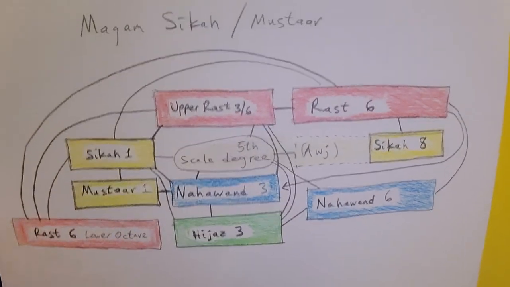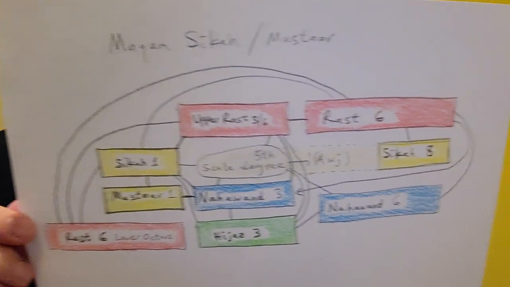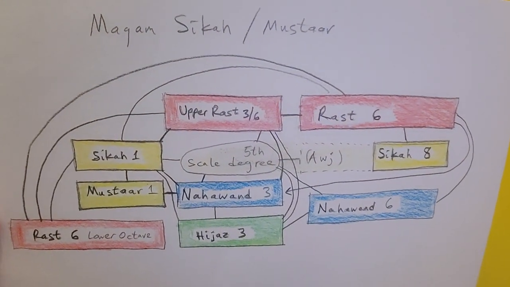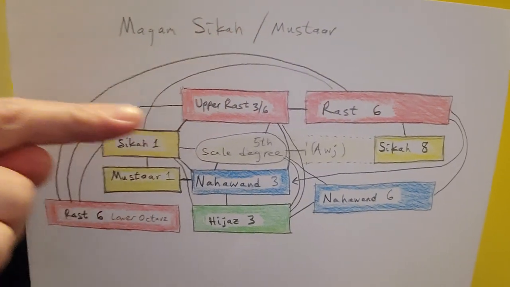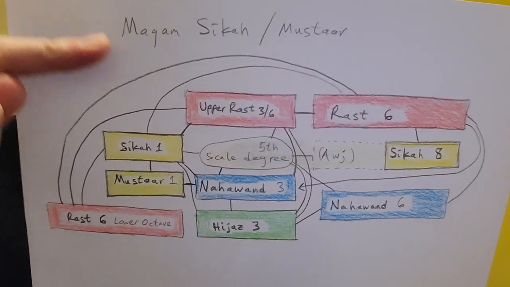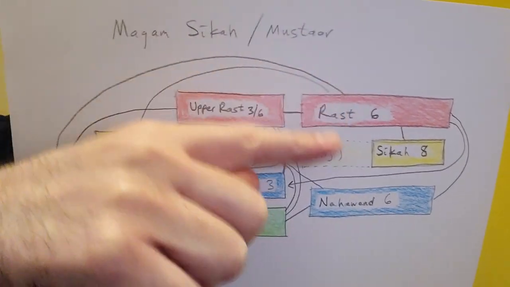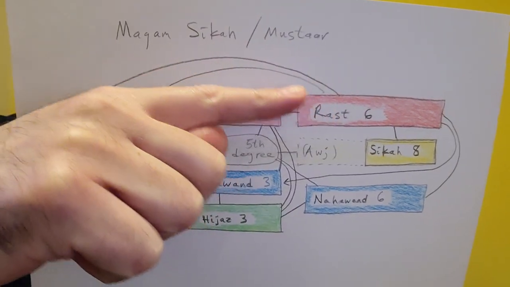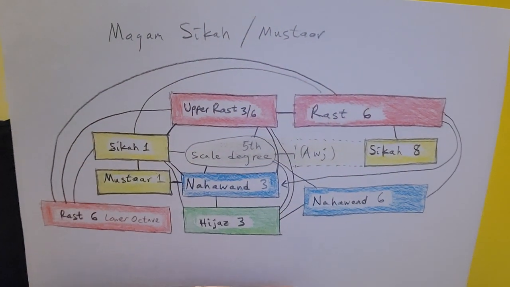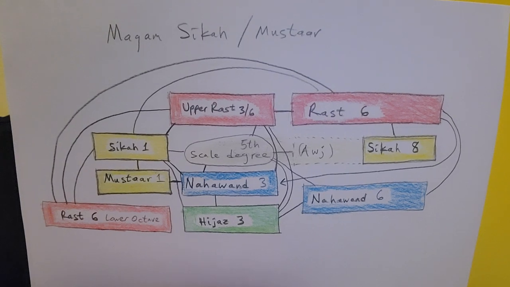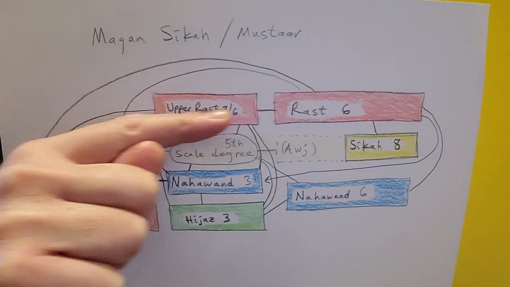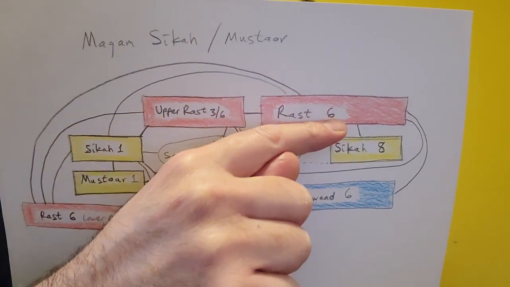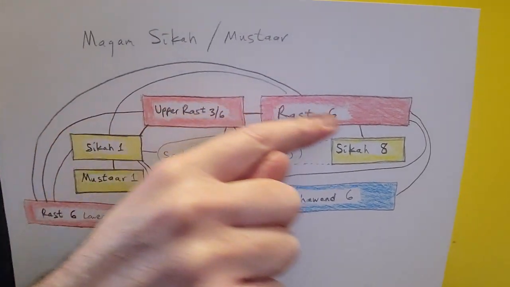One of the things about these charts, and if you've been watching these lessons you've seen a bunch of them, is that I tend to put the starting ajnas at the top of the chart and the most common ajnas in the maqam towards the top and the less common towards the bottom. So although I started here when we first started, I'm going to start in this whole area because this is the main area of the maqam.